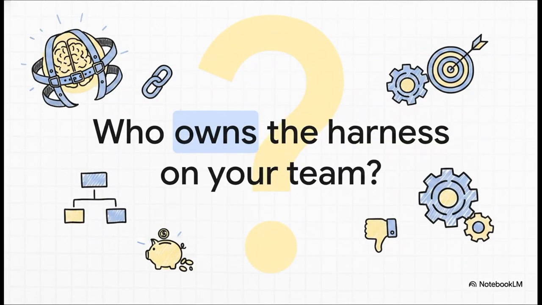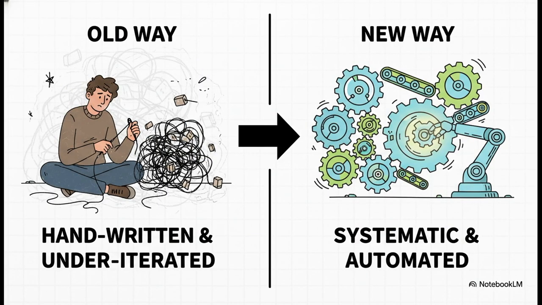So I'll leave you with this question to take back to your team. Who owns the harness? Because if you can't point to one person or one role, I guarantee that gap is already costing you. It's showing up in your cloud bill and in your product's reliability right now. For way too long, this absolutely critical piece of code has just been handwritten, barely touched, and treated like an afterthought. Well, now we know. There is a better way. A systematic, automated way to get it right.